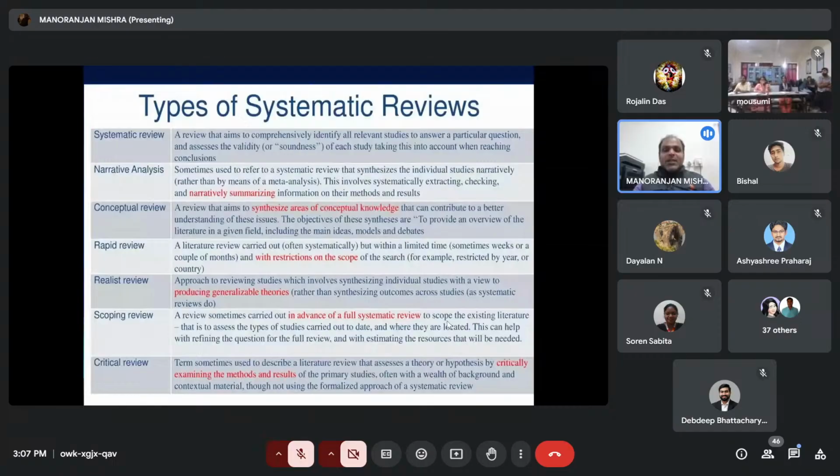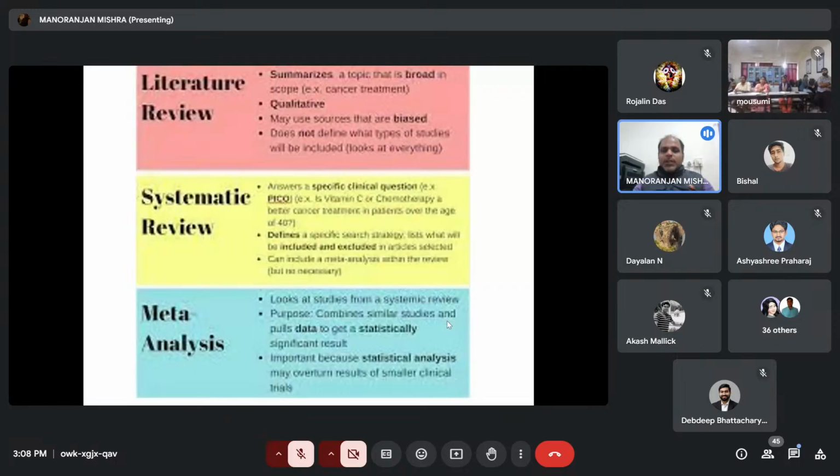Why am I discussing this type of review? As I said, different disciplines or different problems require different types of review. Nobody can use every type of review, but depending upon your objective and the kind of research problem you have, you have to think of what kind of review you are going to do. Then I think I have already talked about these things.